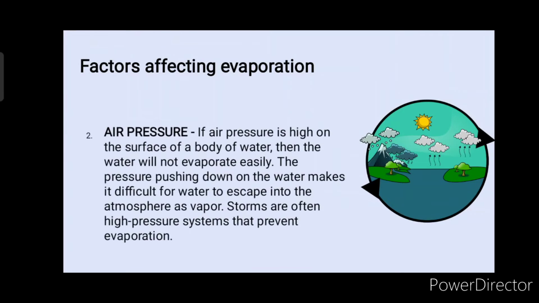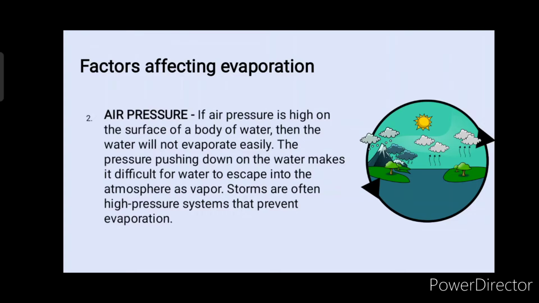Air pressure. If air pressure is high on the surface of a body of water, then the water will not evaporate easily. The pressure pushing down on the water makes it difficult for water to escape into the atmosphere as vapor. Storms are often high-pressure systems that prevent evaporation. So, for example, storms or typhoons cause high pressure, which affects the evaporation.